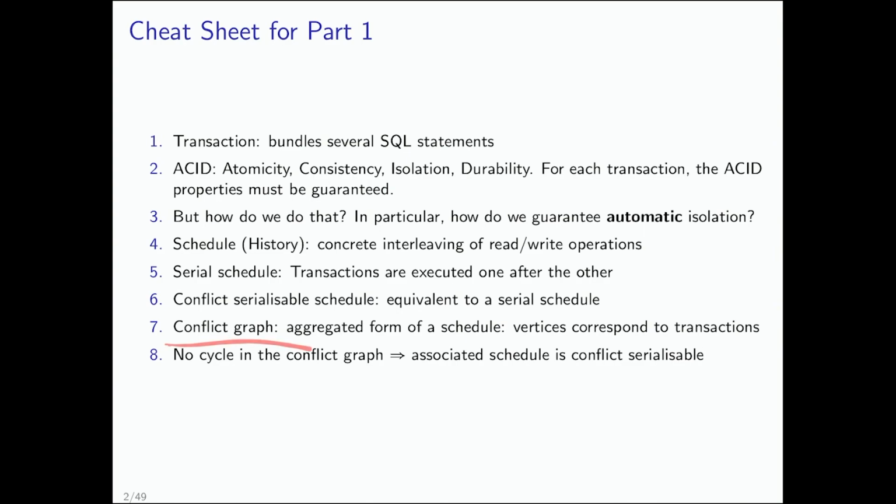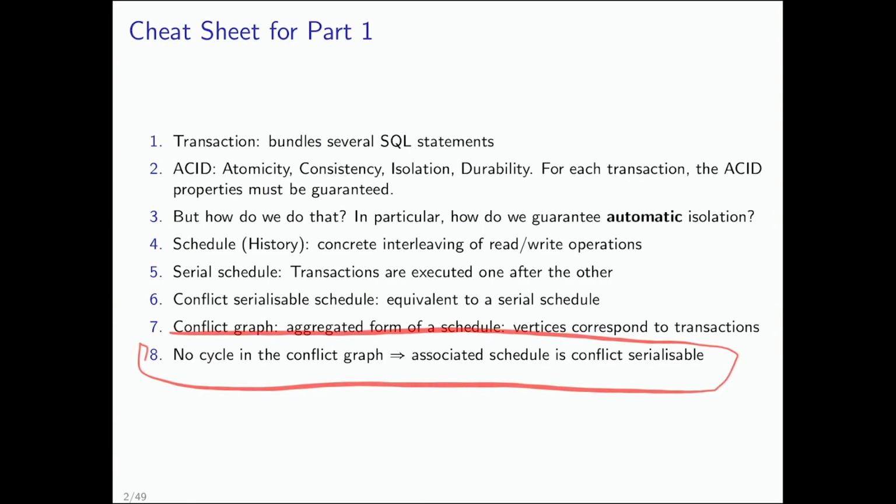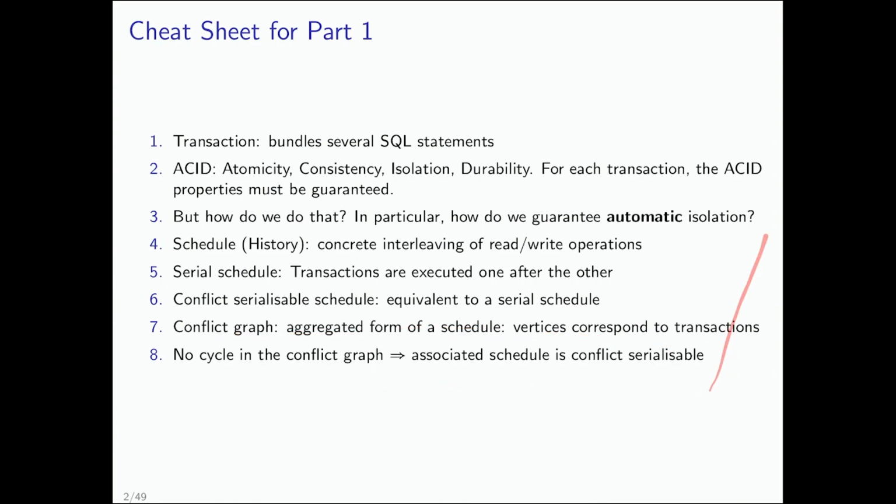Then we have the conflict graph, so that's an aggregated form of a schedule. Conflict graph is not per operation in a transaction, but per transaction. You have one node for each transaction appearing in the schedule, and then you draw arrows on whether there's a conflict operation or not. And then you can make a reasoning that if there's no cycle in the conflict graph, then the associated schedule is conflict serializable. Okay.